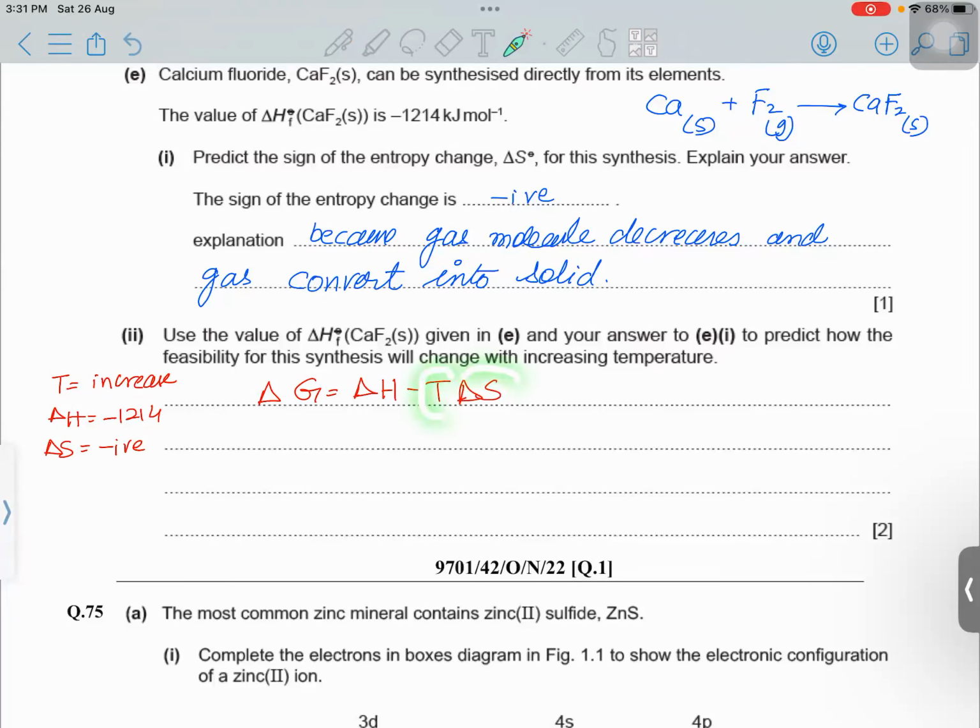When you increase the temperature, T delta S becomes more negative because delta S is negative. As T delta S becomes more negative, delta G becomes more positive. Reaction becomes less feasible. Are you getting my point or not?